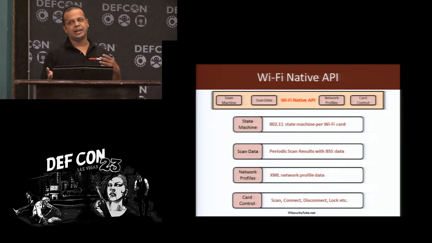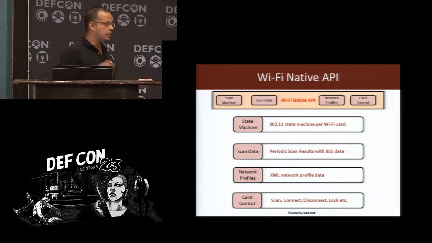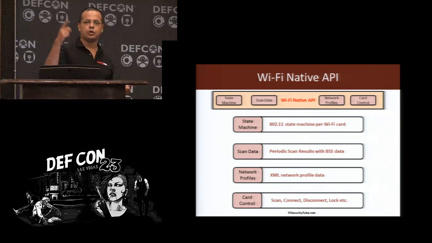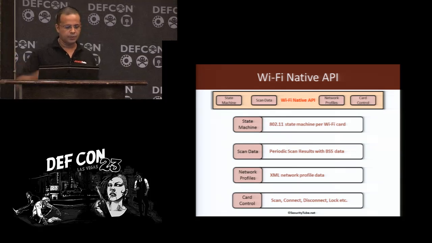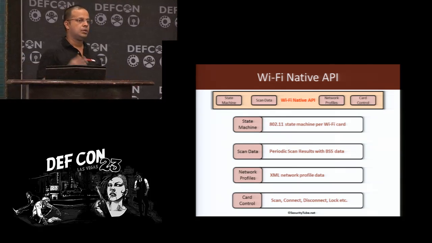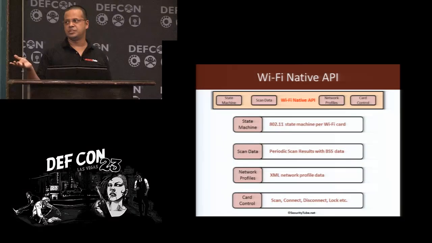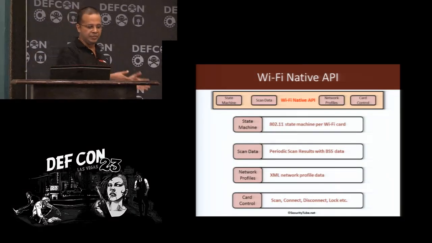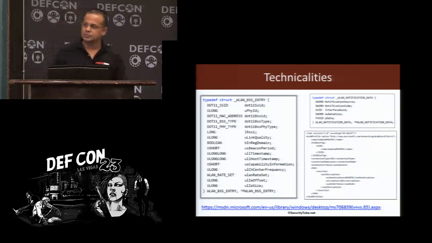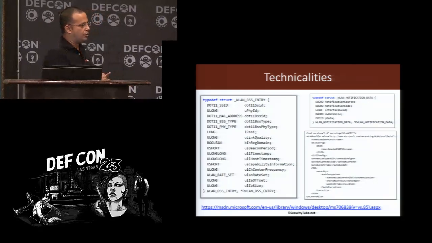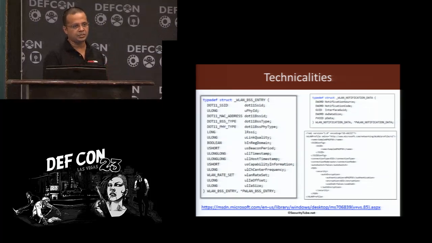This is: am I connected? Am I authenticating? Am I associated? Right? The scan data: roughly every minute, Windows automatically scans and looks at all the APs around. We pick that data up as well. Network profiles, the preferred network lists, consist of all the networks you've connected to previously. And finally, card control. The APIs are actually a bit involved. I spent around 2 to 3 weeks researching and looking at what the individual APIs give me.